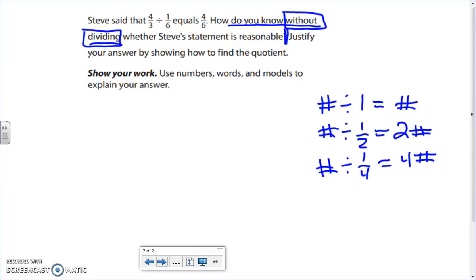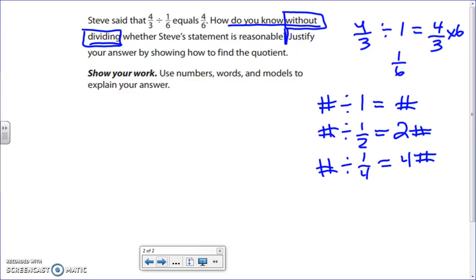And so what I see here is 4/3 divided by 1/6. Well, I know that 4/3 divided by 1 is still 4/3. And I'm dividing by a number much less, 1/6, so it should be 6 times as much. And I see that we're getting an answer of 4/6. Now I know that 4/3 without multiplying it by anything is already bigger than 4/6. So I know that his answer is not reasonable.